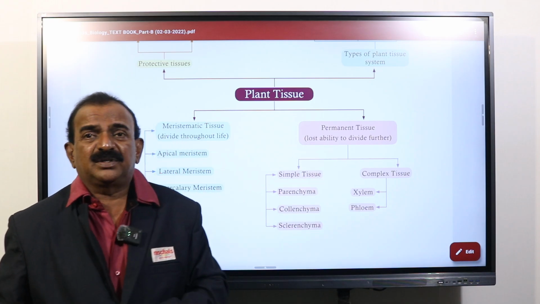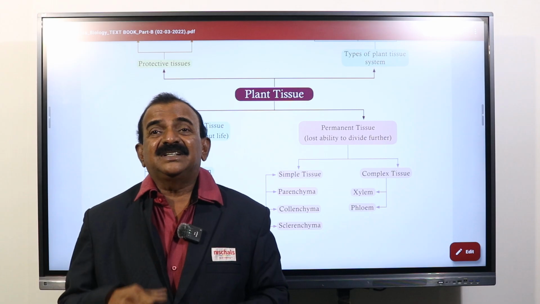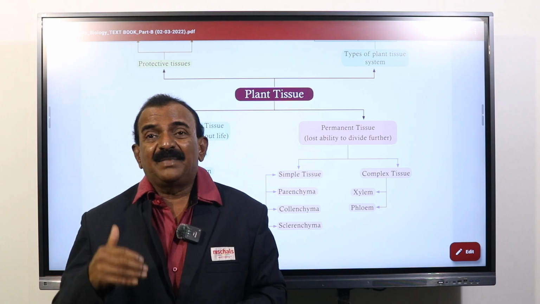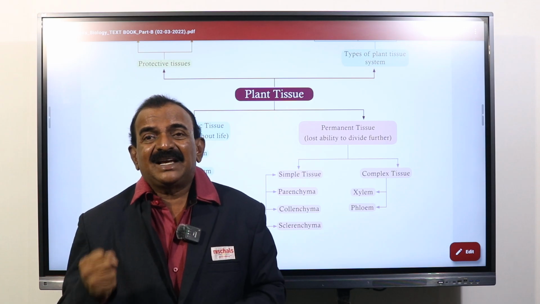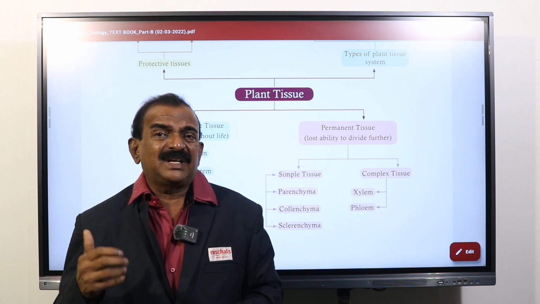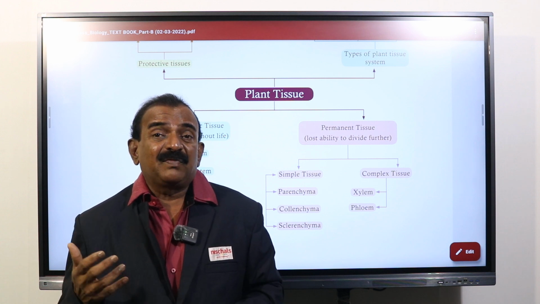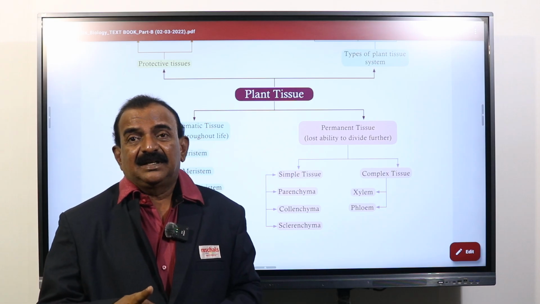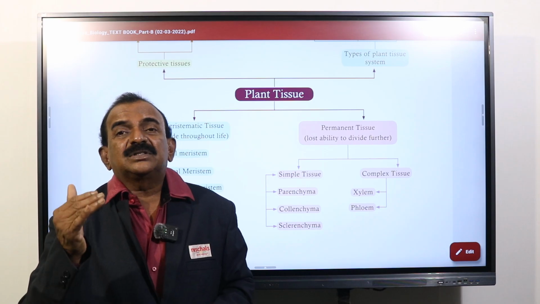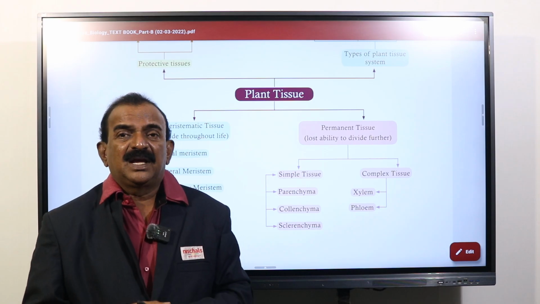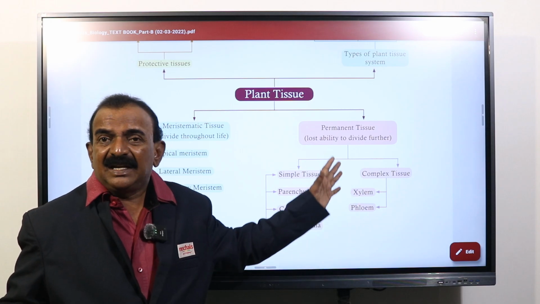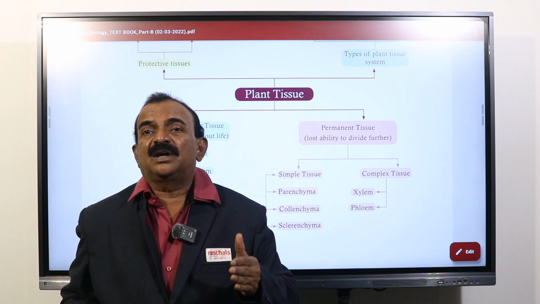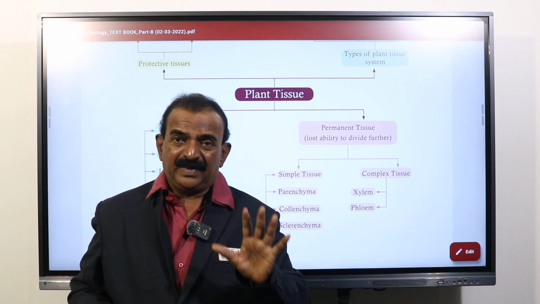Then complex tissues. Why is it called complex? It has different types of cells that form an organ. For example, xylem tissue has different types of cells performing the same function. The origin is the same, but different types of cells are present performing the same function, and those tissues are called complex tissues. Examples are xylem and phloem. Xylem is useful for conduction of water and minerals, and phloem is useful for conduction of food, and the other name for phloem is bast.